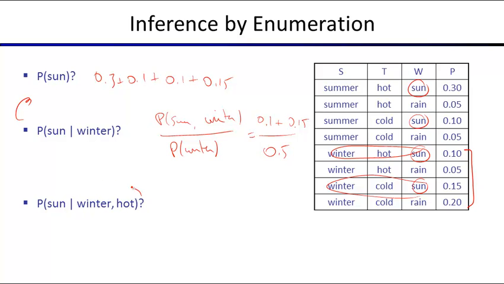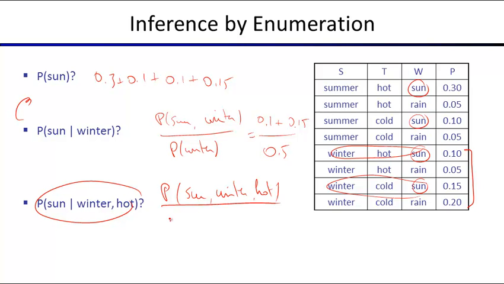Here's another one, sun given winter and hot. Again, we can put this in terms of just probabilities over variables rather than conditionals. Sun and winter and hot divided by probability of winter and hot. Look up the consistent entries for the numerator, sun, winter, hot. It's this one here, 0.1. Winter hot is these two entries, which is 0.1 plus 0.05.